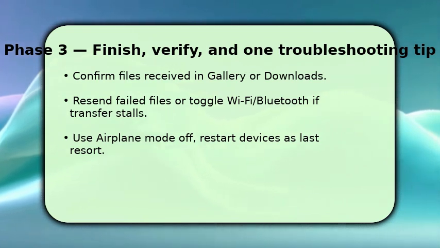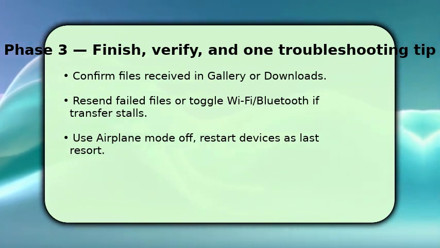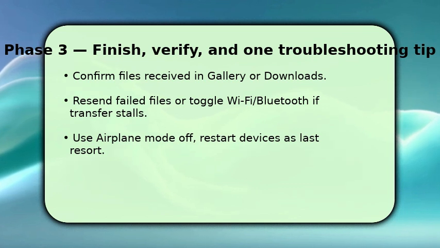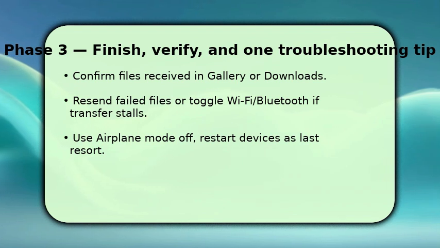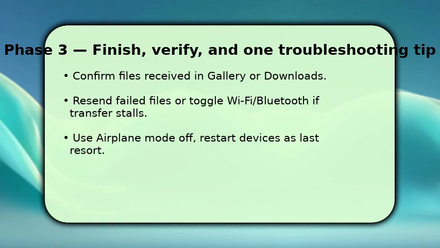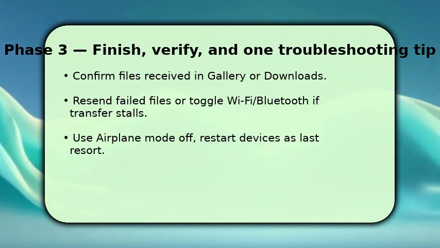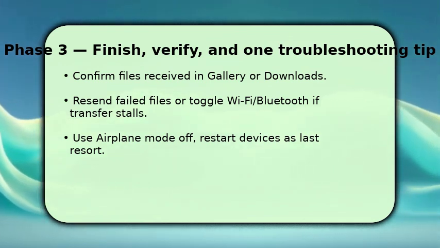If a transfer stalls, toggle Wi-Fi or Bluetooth, then retry. Intermittent signals or screen lock often cause failures. Once done, you can disable visibility for privacy. If problems persist, restart both devices and try again. This clears temporary network conflicts. Remember, keeping both devices close and with screens on reduces most errors.